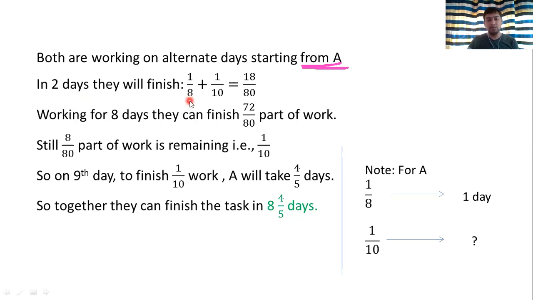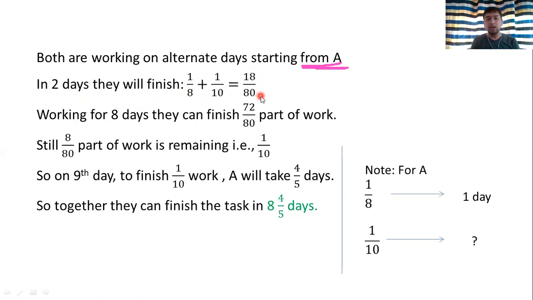Okay, this is the first day work, 1 by 8, A is working. Plus on the second day, B is working, so 1 by 10. So what will be 2 days work? It will be 18 by 80. Okay, if you cross multiply, 10 plus 8 divided by 10 into 8. So 18 by 80. So this is the 2 day work.